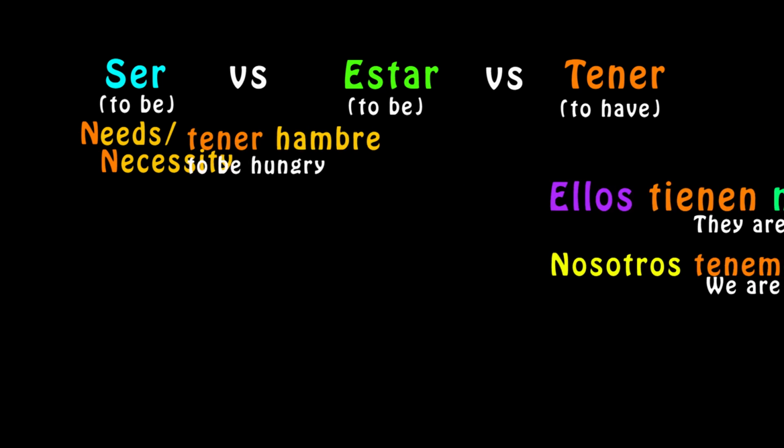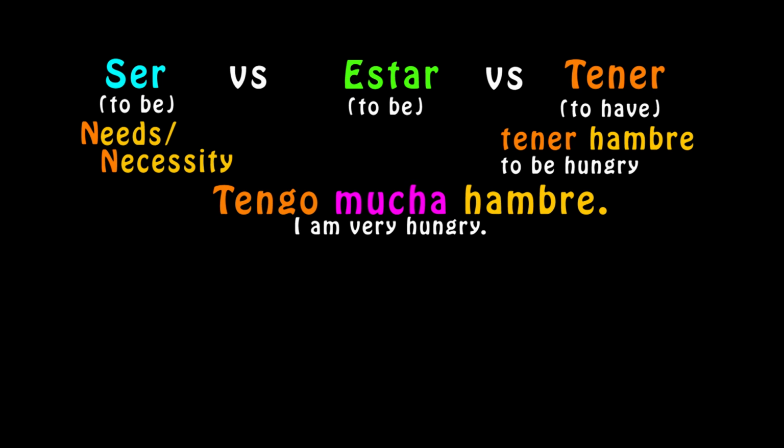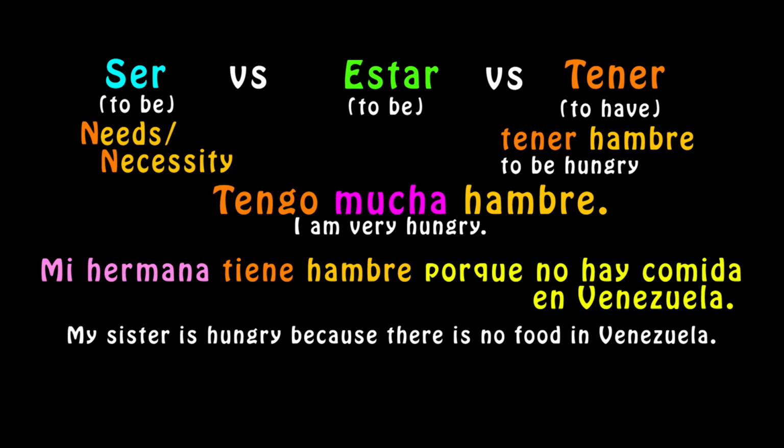Another expression of need, tener hambre, to be hungry. Tengo mucha hambre. I am very hungry. Mi hermana tiene hambre porque no hay comida en Venezuela. My sister is hungry because there is no food in Venezuela.